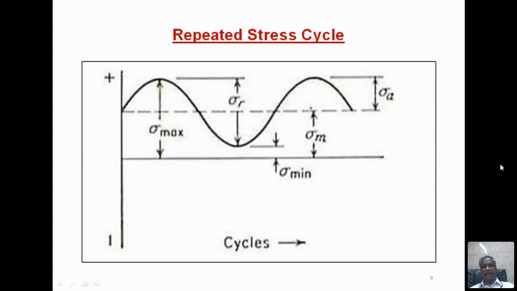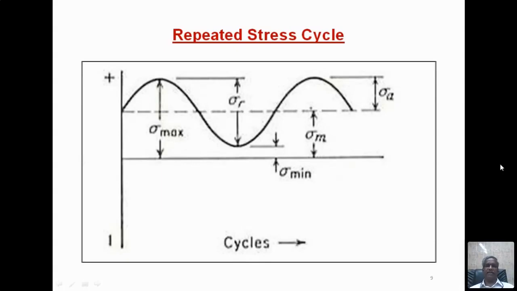So here it varies, maybe the minimum stress is 50 megapascal and the maximum stress is 200 megapascal. It is varying from 50 megapascal to 200 megapascal, that is, plus 50 megapascal to plus 200 megapascal.